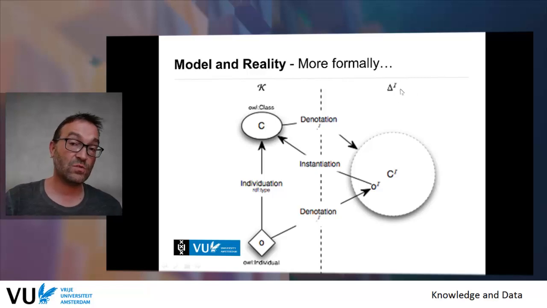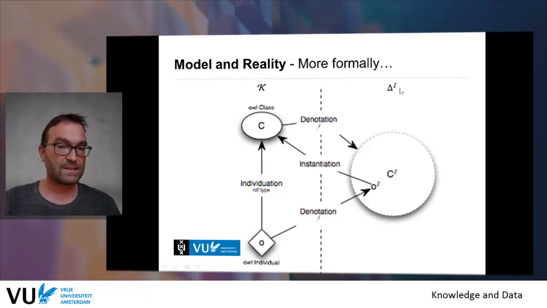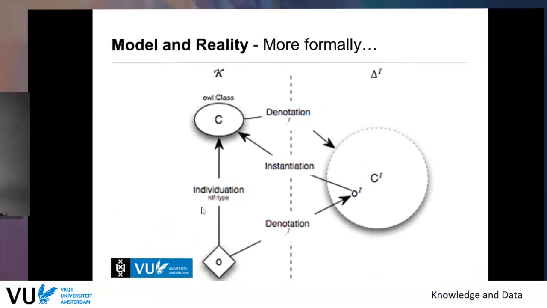We usually wrote the letter U for the universe. Here, there's a different way of annotating, of calling the universe. It's called the delta I, but it's the same as the U that we normally use. And the object should be interpreted as an object in the universe, an element of the set C, which is the denotation of the class C, which we link with this statement, with this triple.